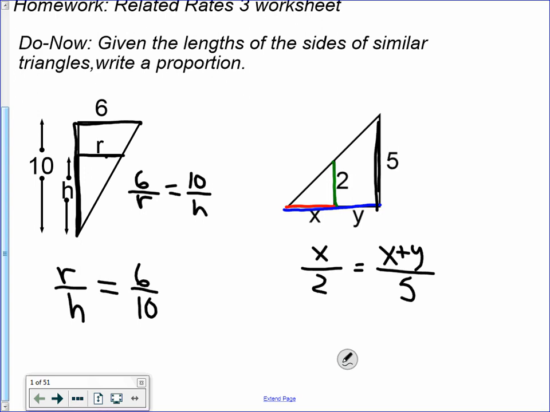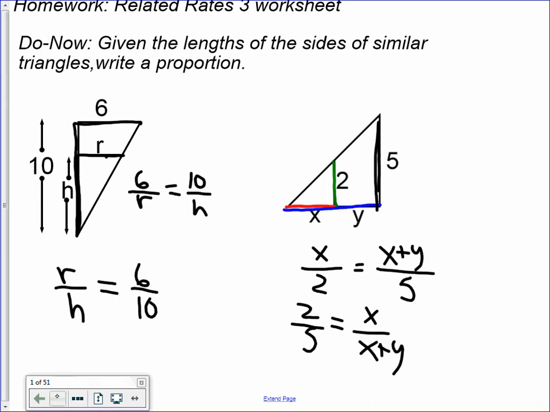That was good. You see how you had to add them to get the whole side of the larger triangle? Right. You also could have just done little is to big as little is to big. You could have gone 2 over 5 equals, what would the other side be? X over X plus Y. Or you could have said big is to little: 5 over 2 is equal to Y plus X over X. So there are different ways to write a proportion. But we're going to be using that today because we're going to have similar triangles.